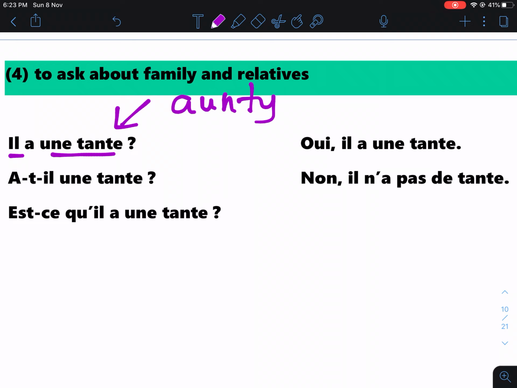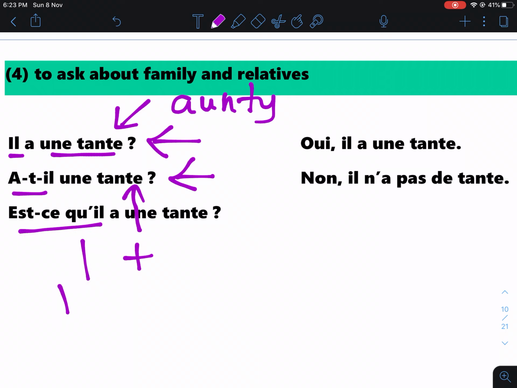Okay, so il a une tante. A-t-il une tante? Stress added T. Don't forget, est-ce qu'il a une tante? I repeat that again. Il a une tante. A-t-il une tante? Est-ce qu'il a une tante? Okay, auntie. The answers are oui or non.